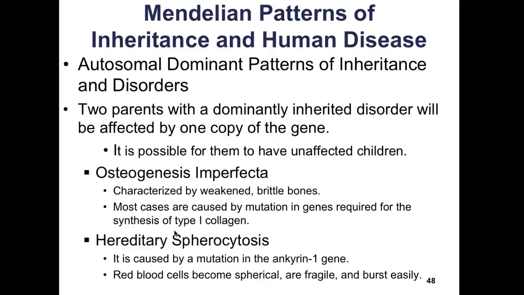Osteogenesis imperfecta is one type of autosomal dominant disorder characterized by weak and brittle bones. Most cases are caused by mutation in genes required for the synthesis of type 1 collagen. The other one would be hereditary spherocytosis, and it is caused by a mutation in the ankyrin 1 gene. Basically what happens there is the red blood cells become spherical, are fragile, and burst easily.